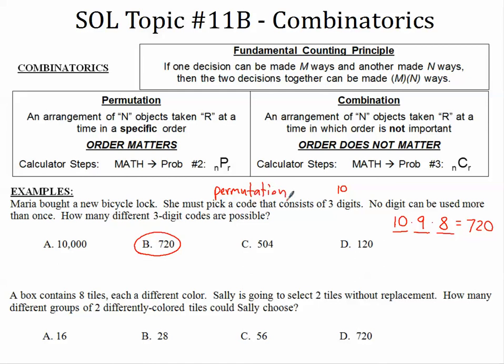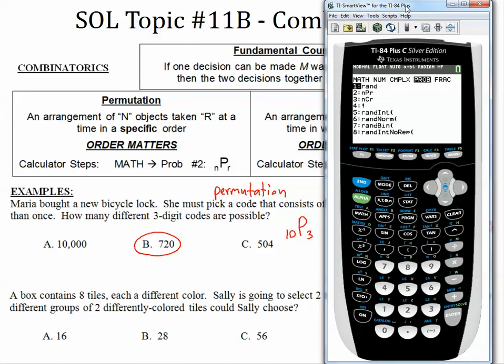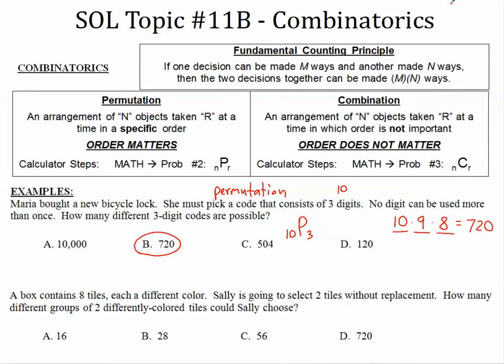So if we set it up as a permutation, we have 10 digits, and we're picking 3 of them at a time. So we can plug in 10P3 into the calculator, and we will also get 720. So I'm here on this page, I'll hit number 2. And we're looking for the first, which is the number of total objects that I have to pick from. And I'm going to pick 3 of them. So 10P3 is 720. Definite permutation.